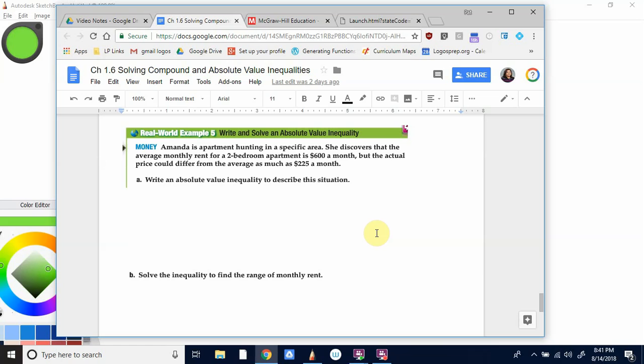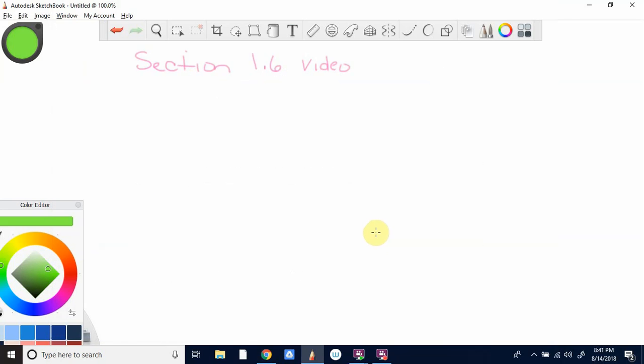So remember, we said that was we had the x minus c and the equality equal r. So we have the same thing going on here, except for we have an inequality. So we're going to let r be our average monthly rent. Okay, so A says write in absolute value to describe the situation.